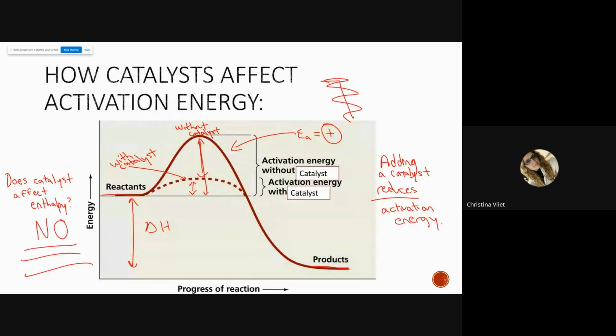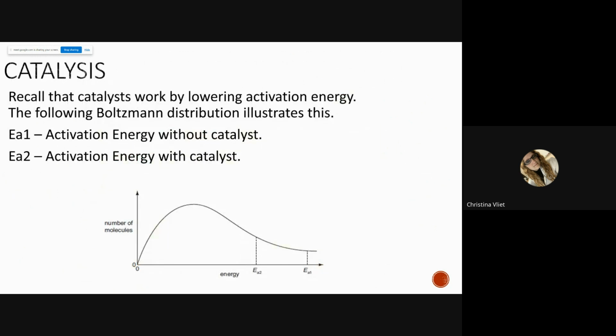Okay, so then how does a catalyst affect the Boltzmann distribution? If what a catalyst does is it affects the activation energy, what does it then do? In lowering the activation energy, it doesn't change the shape of the graph like temperature does. It changes the position of the activation energy, right? So it doesn't change the shape. It moves the activation energy back. So this is with a catalyst, and this is no catalyst.